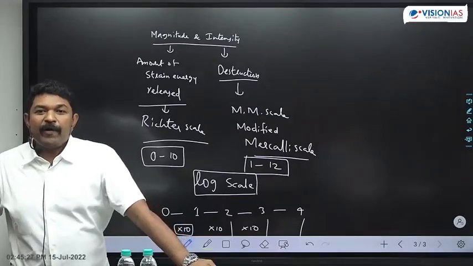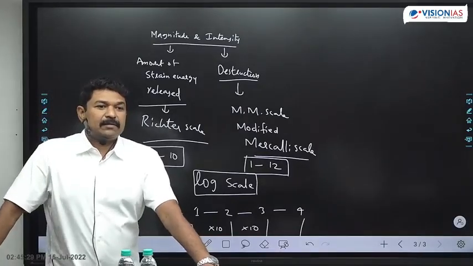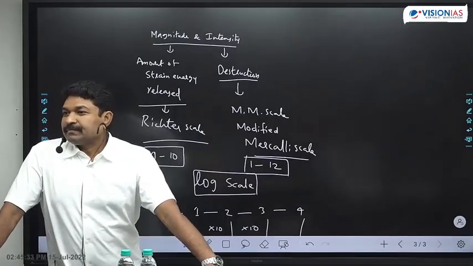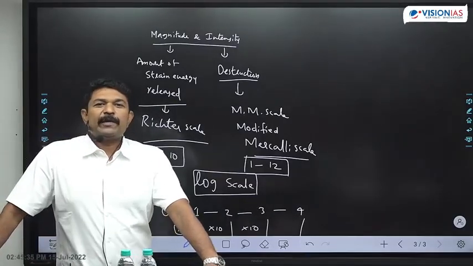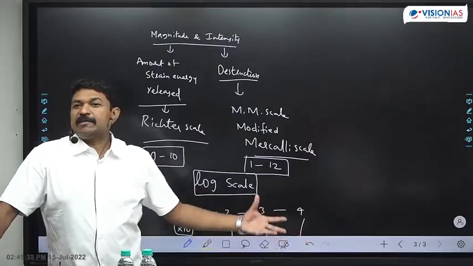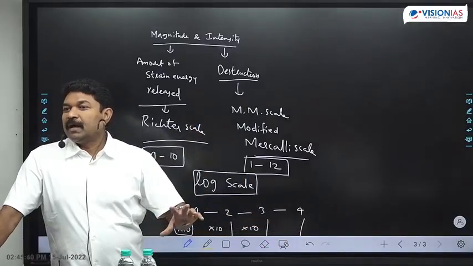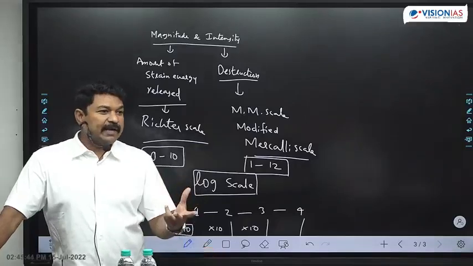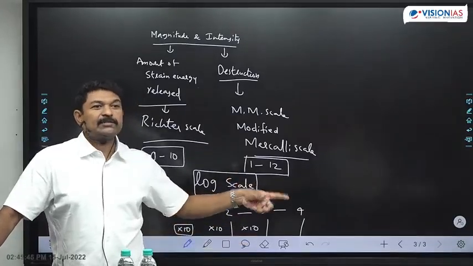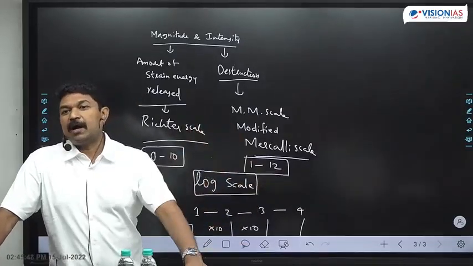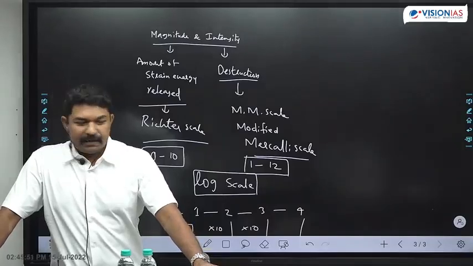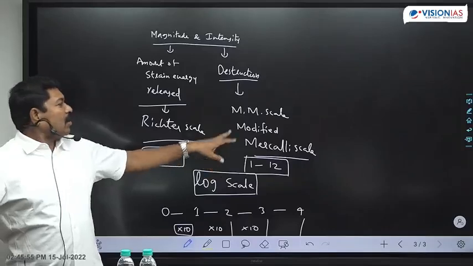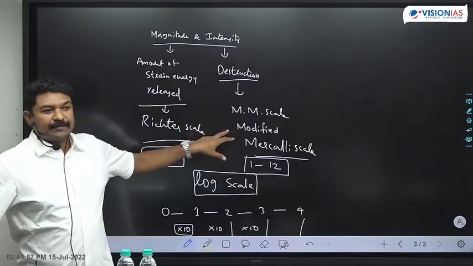It is measured with the modified Mercalli scale. In fact, what is this modified Mercalli scale? The scale was discovered by Mercalli. Earlier, the readings were 1 to 10, but he modified the scale again from 1 to 12. And so it is called the MM scale or modified Mercalli scale.